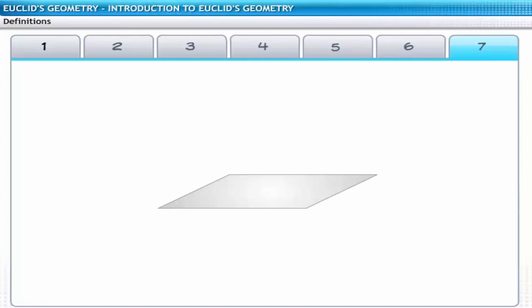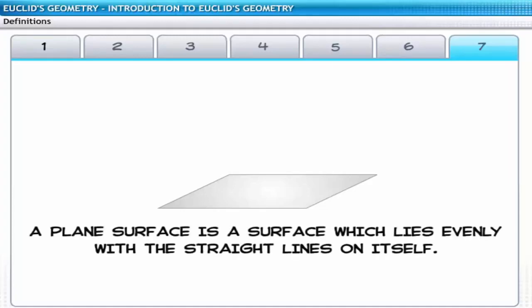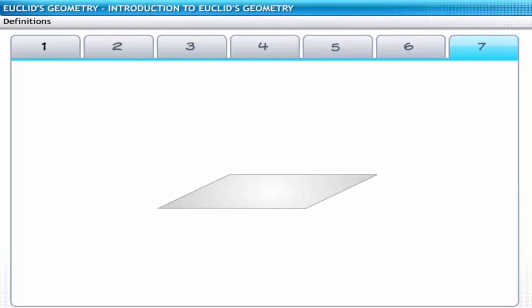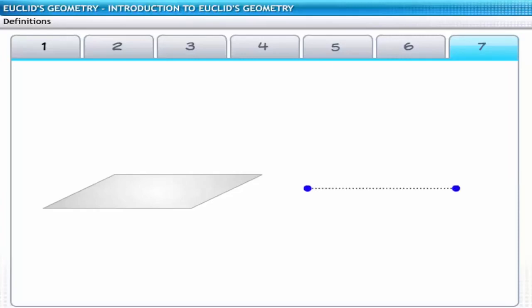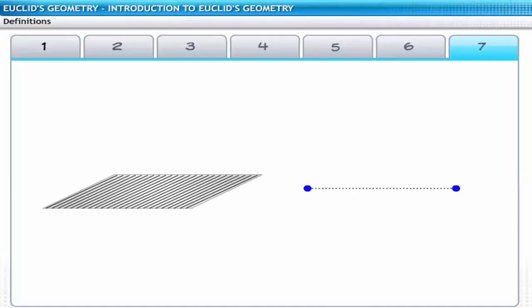So far we have seen what Euclid said about points and lines. Now let's see what he says about a surface. The seventh definition states that a plane surface is a surface which lies evenly with the straight lines on itself. To understand this definition better, let us recall the idea of the fourth definition. A line lies evenly with the points on it. Similarly, we can understand that a plane surface is formed by evenly spaced lines which are very close to each other.